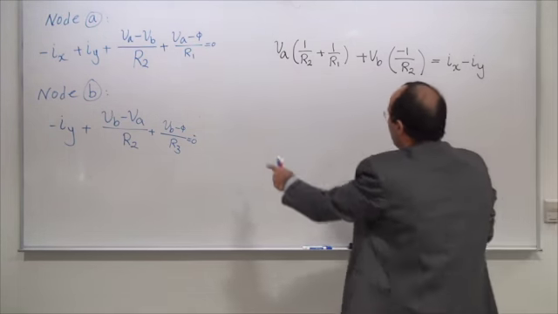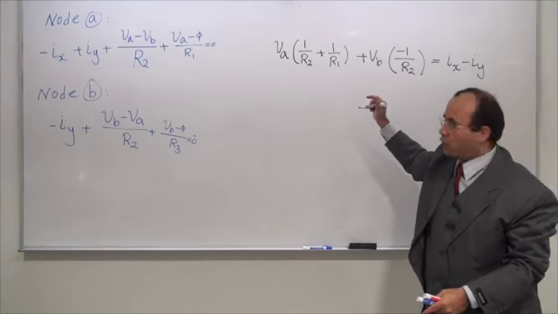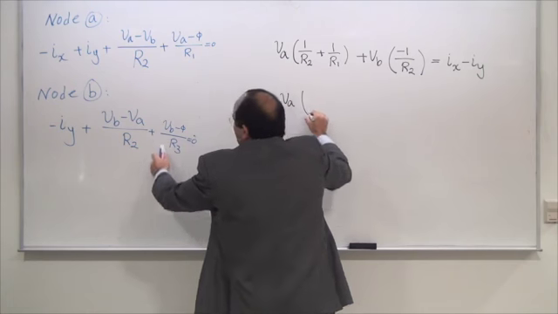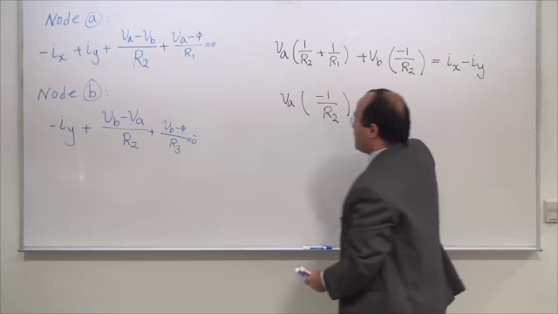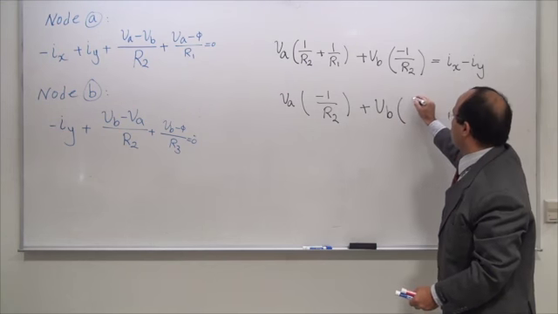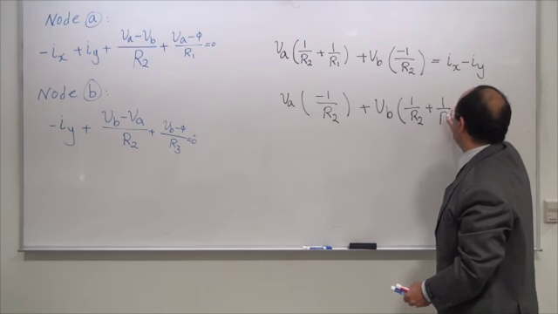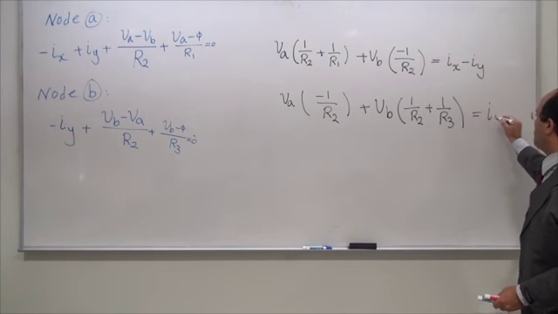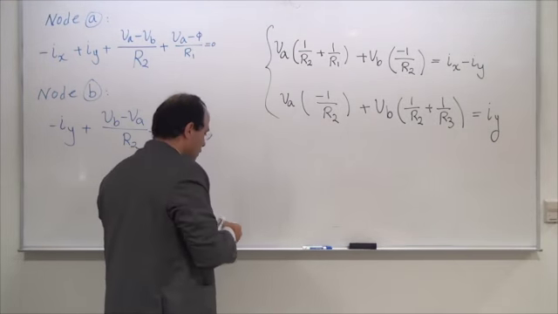Take a look at this one. I need to maintain and preserve the same order. That's a system of equations. So I need to take care of VA first. Minus 1 over R2. Then I have VB. VB is going to be 1 over R2 plus 1 over R3. And then I have Iy, which is fixed to me, known to me. This is what I ask you to come into.